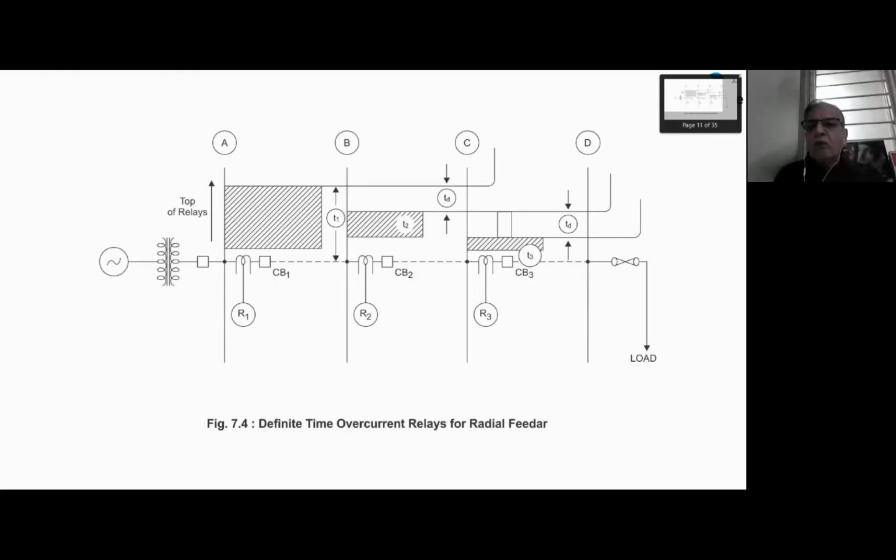So all problems are sorted out, but the biggest problem, a very serious problem, is that R1 operates at the end of time T1. If there is a fault in line section AB, then a very large time of operation is there. The fault is worst because faults near the source are worst. They are highly damaging, for which I am taking the most time.